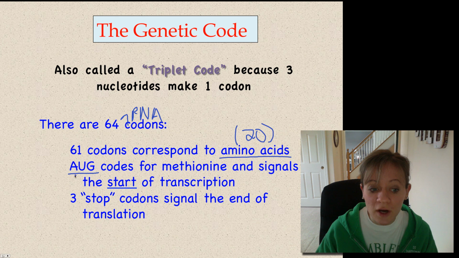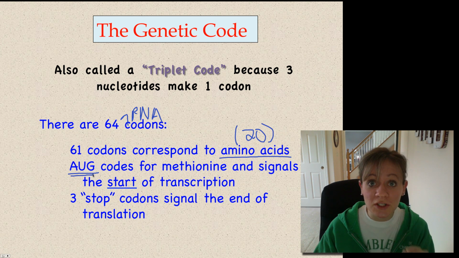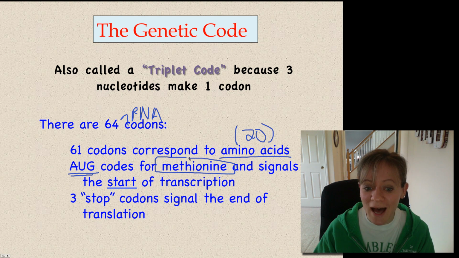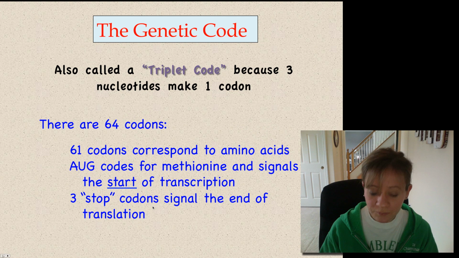AUG is an important codon you have to know because this is always the start codon. Every single protein starts with AUG, and the amino acid that it brings is called methionine. That starts it all. And then the other 3 codons are called stop codons, and this signals the end of making that protein.